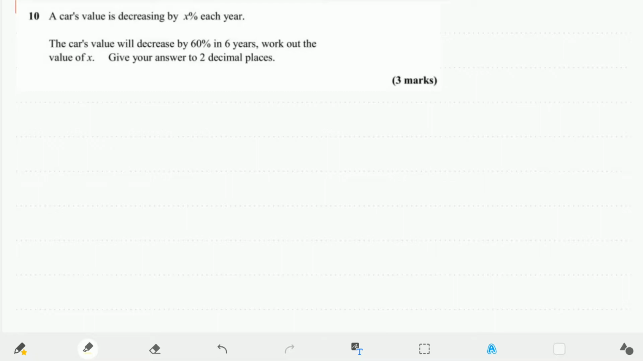Today's topic will be repeated percentage change. As always, I'll be going over exam techniques, how to approach the questions, and the common mistakes that can be made.